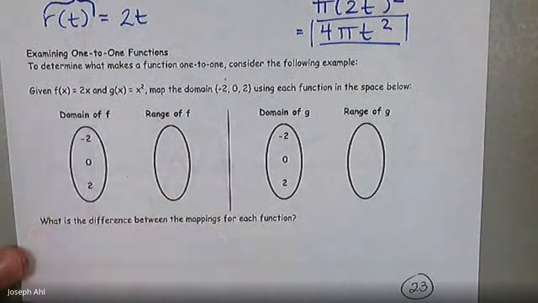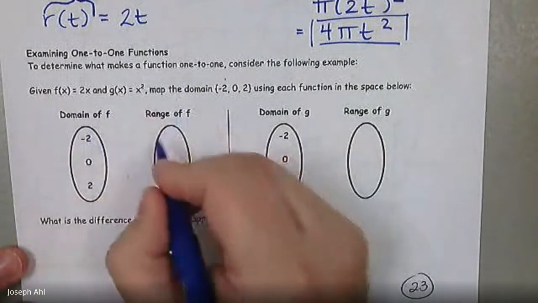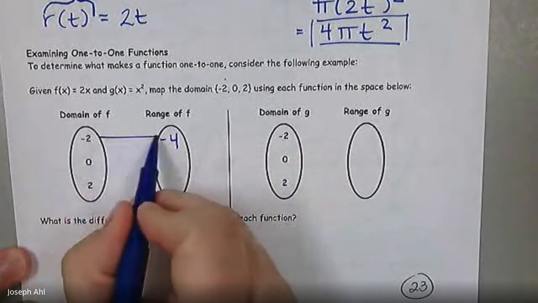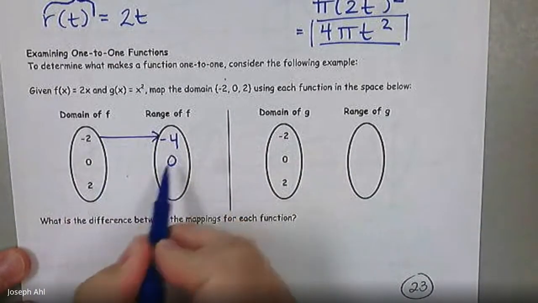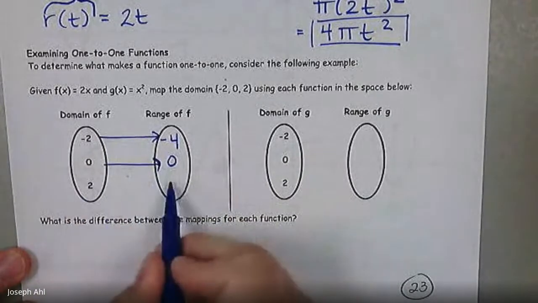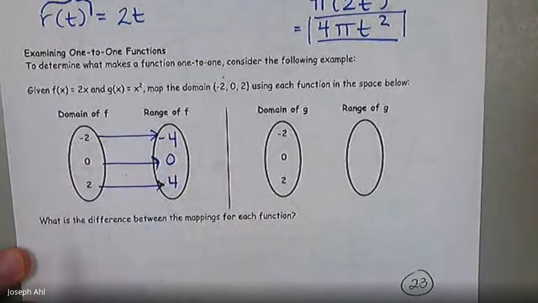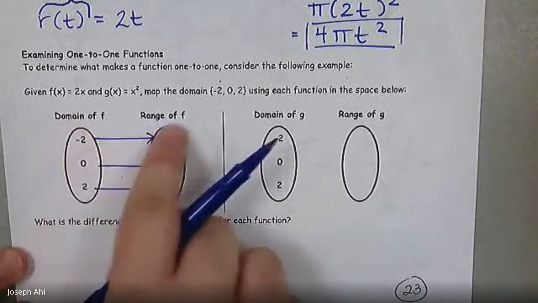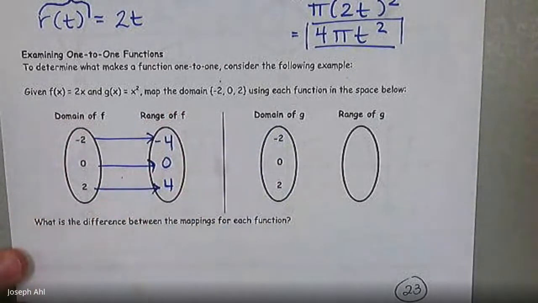Let's start with f of x. f of x equals 2x. So 2 times -2 is -4. 2 times 0 would map onto 0. And then 2 times 2 would be 4. Okay, so there would be the mapping that you would draw for the function, the elements of this domain to the elements of the range.